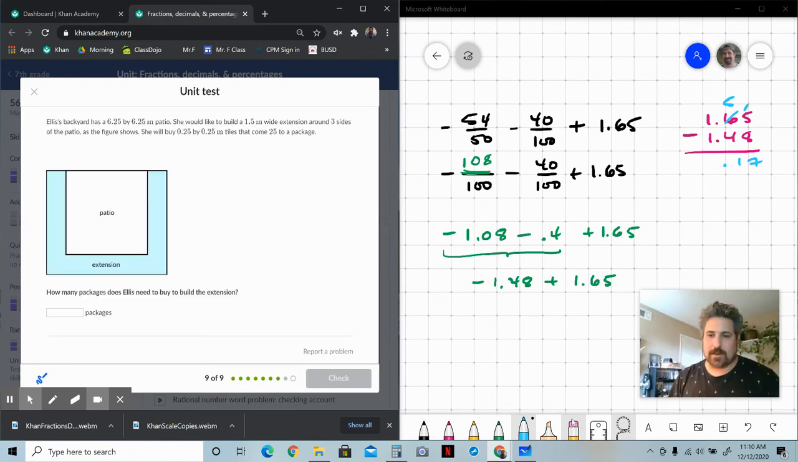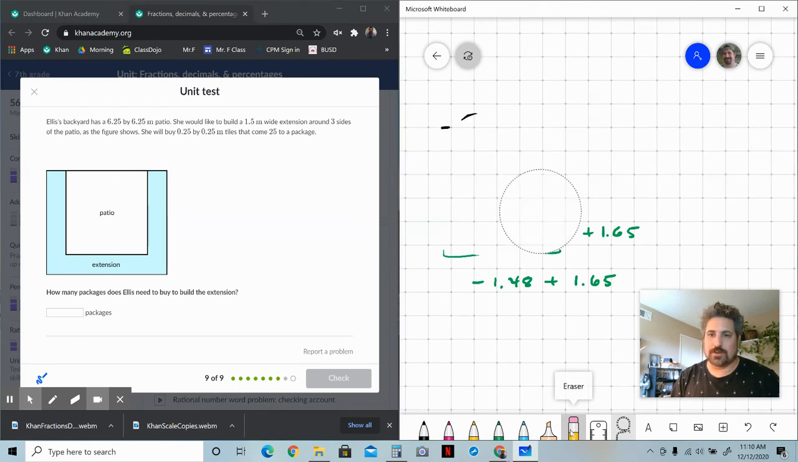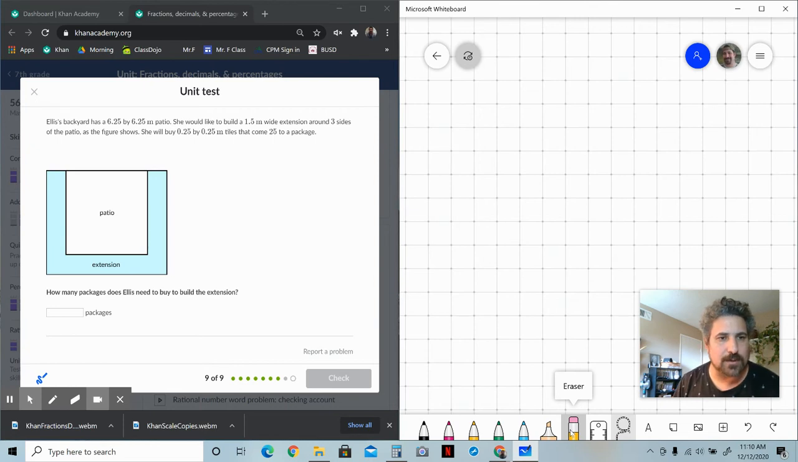Ellis's backyard. It says here, Ellis's backyard has a 6.25 by 6.25 meter patio, which she would like to build a 1.5 meter wide extension around 3 sides of the patio, as the figure is shown. She will buy 0.25 by 0.25 tiles that come in 25 to a package.